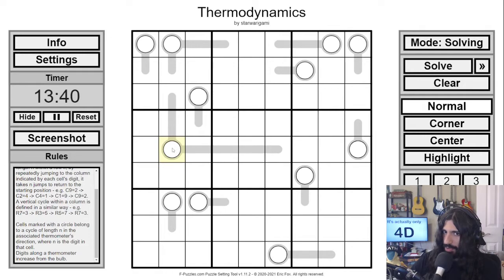So this number, it's at the bottom of the bulb. So for a thermometer, it would be like the lowest number. So this number is smaller than this number, is smaller than this number. It's increasing in this direction.